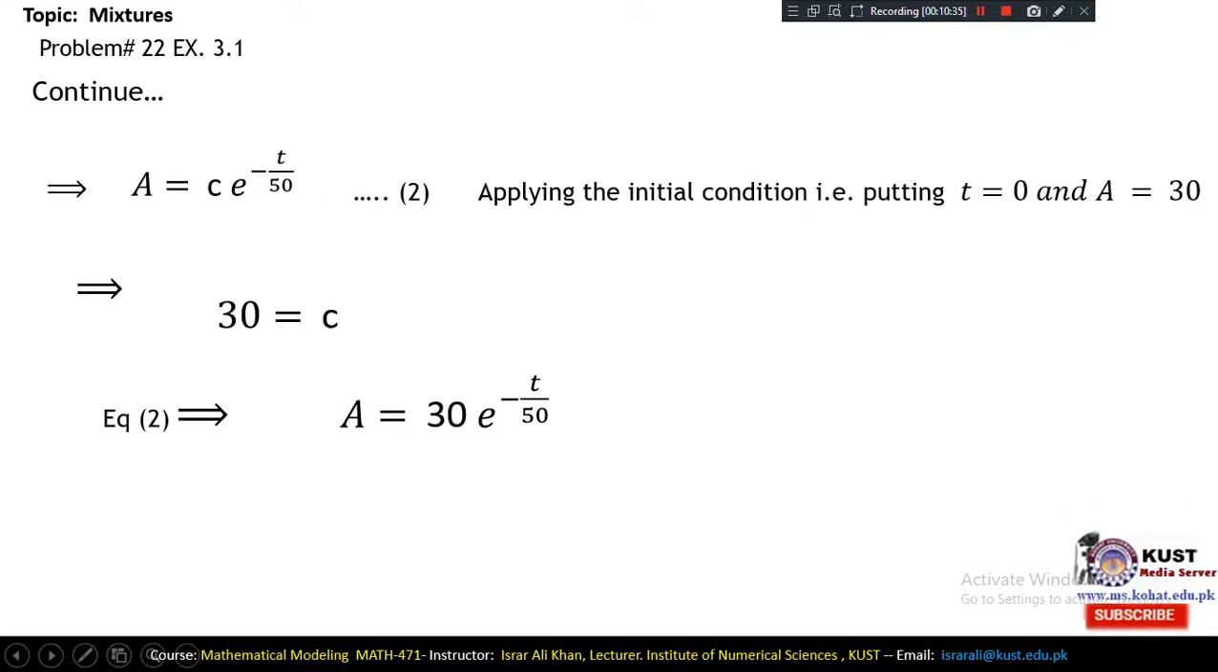And you can see that this solution contains only the transient term. There is no steady state term. Meaning with the passage of time, when t is very large, all the salt that is in the tank will be pumped out from the tank, and the amount of salt in the tank will be 0 for large t. When t approaches infinity, A will definitely approach 0.